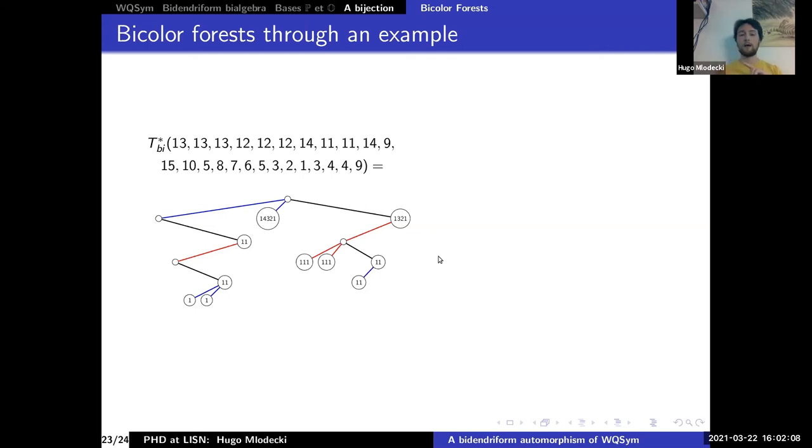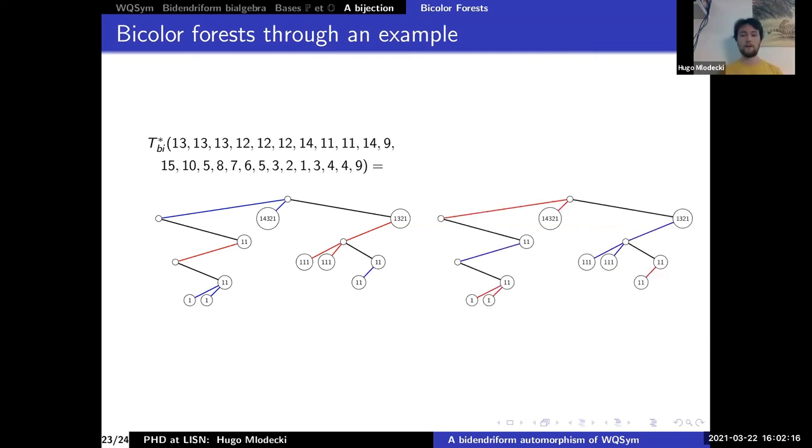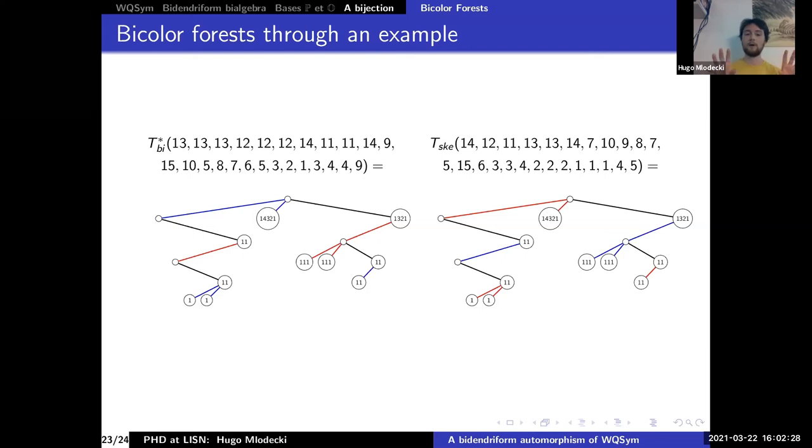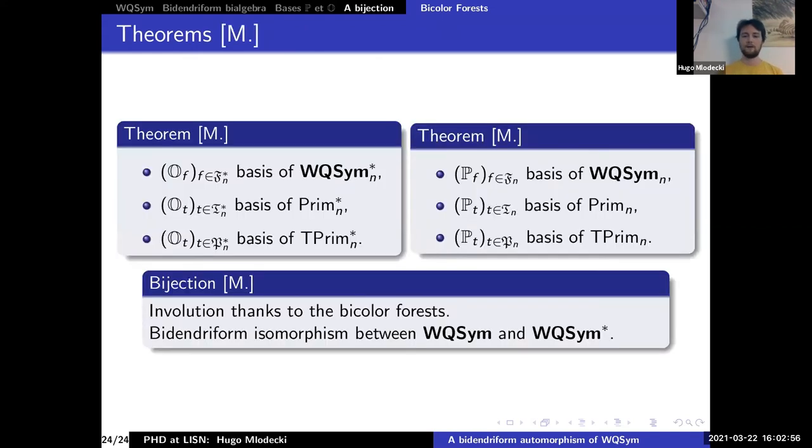And if we recolor every edge that is blue or red in the other color, we get this tree that is very similar, just the color is different. And the tree is associated to another word. And actually, this gives a bijection between elements of basis P and O, sorry, O and P are the bases of trees. I don't give any more details here, but it gives the isomorphism, the bidendriform isomorphism that we looked for between WQSym and WQSym dual.